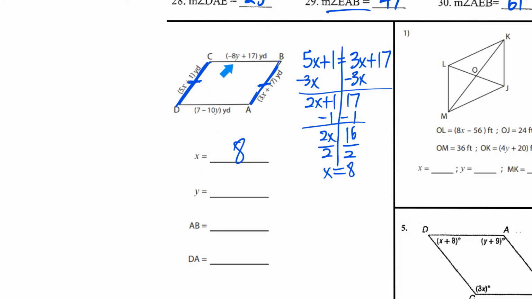Now to solve for y, it's going to be the exact same idea. This side and this side are opposite sides, so they're congruent. So I'm going to put negative 8y plus 17 equal to 7 minus 10y.